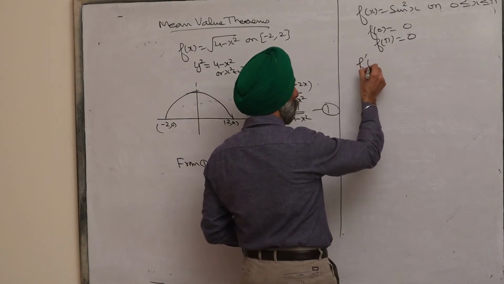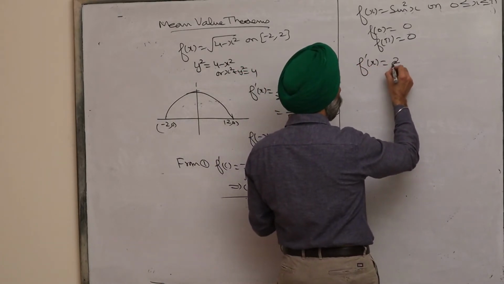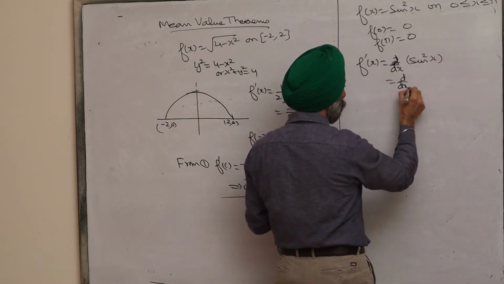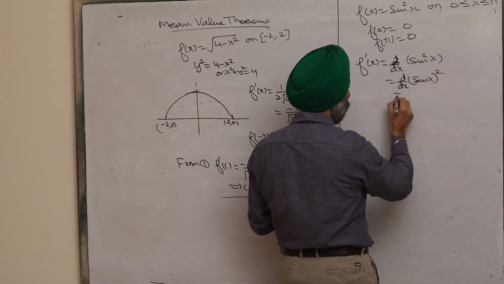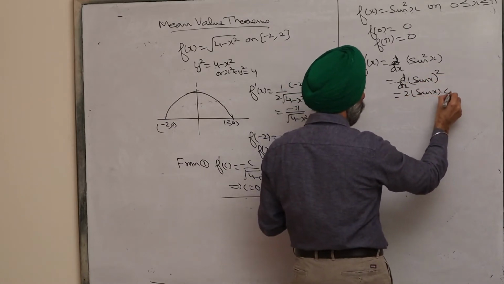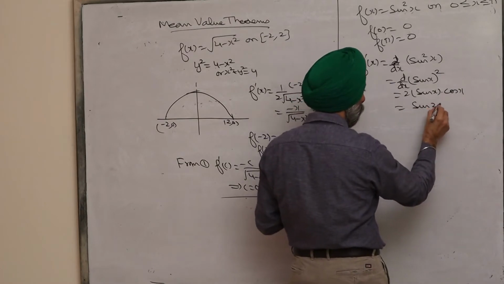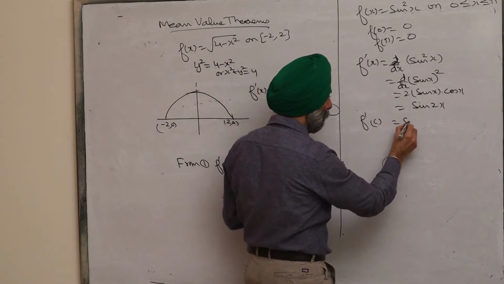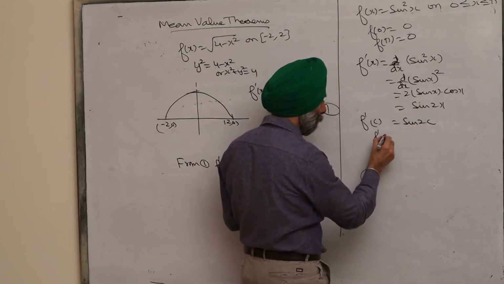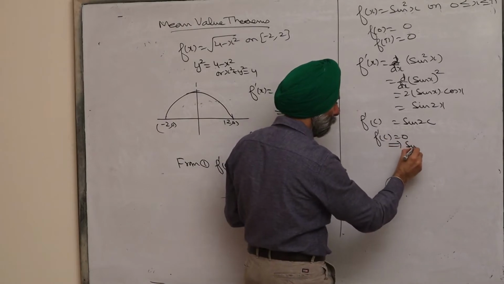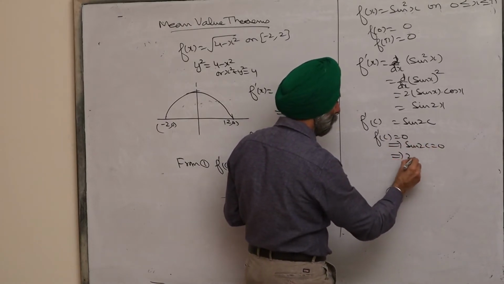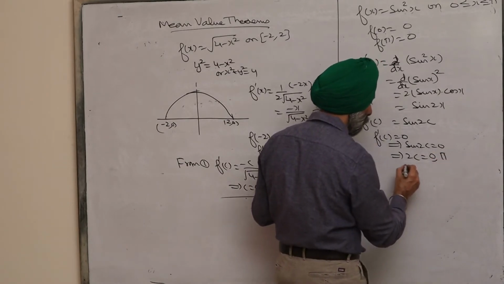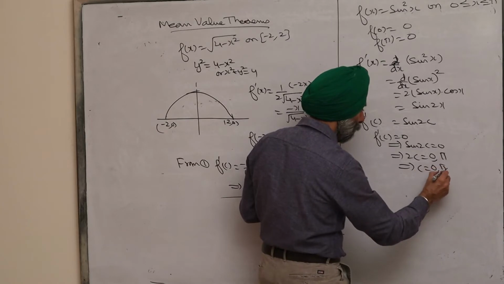Now what is f dash x? It is d over dx of sine square x. It is d over dx of sine x and its square, which is your 2 times sine x into derivative of sine x, which is your cos x, which is your sine 2x here. Now what is f dash c? This will be sine 2c. So according to Euler's theorem, f dash c equals 0 implies sine 2c equals 0. This implies 2c is equal to, that is you can say 0 or 180 degrees, or this implies c is equal to 0 or pi by 2.